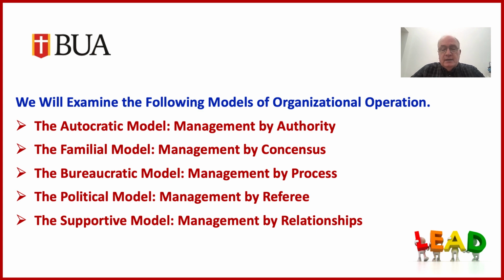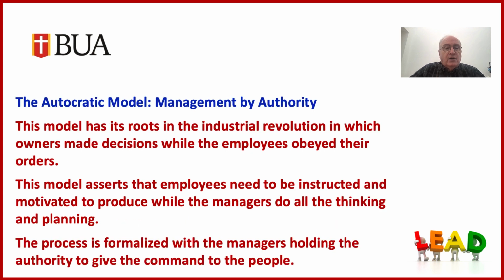Now, specifically, we will examine the autocratic model, the familial model, the bureaucratic model, the political model, and the supportive model. Autocratic model, of course, is management by authority. Familial model, management by consensus. Bureaucratic model, management by process. Political model, managed by referee. And the supportive model, management by relationships. The autocratic model is the first one that we will examine, and that's management by authority.